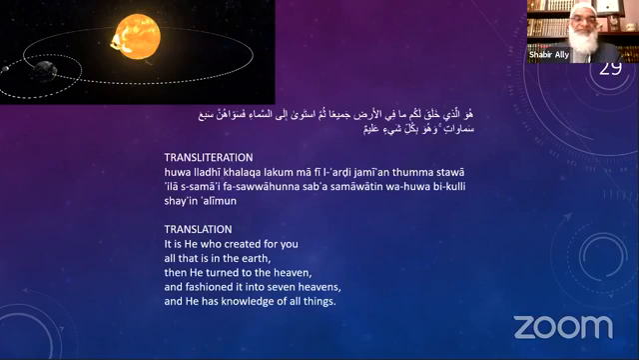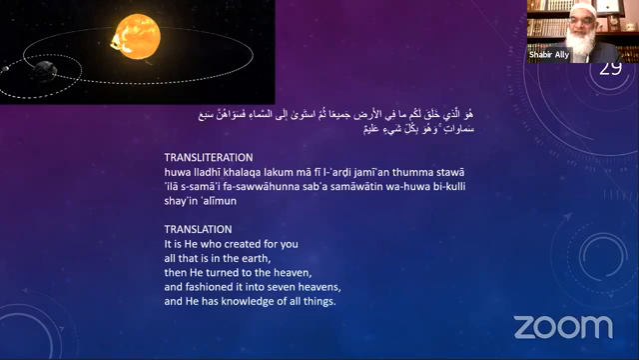Reading from the transliteration. هو الذي خلق لكم ما في الأرض جميعا ثم استوى إلى السماء فسواهن سبع سماوات. Now, if I'm pausing there, I say samawat. I'm dropping the in at the end. Samawat. But if I want to continue, samawat وهو بكل شيء عليم. And I'm saying alim, I'm dropping the un at the end.